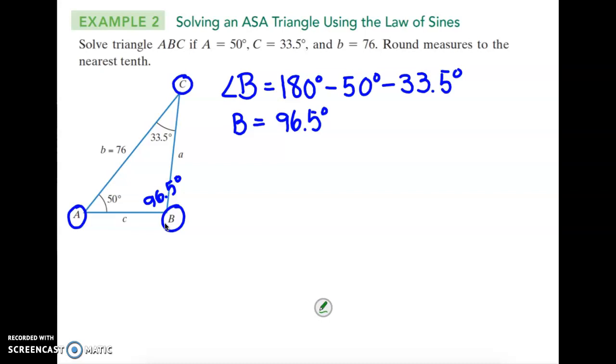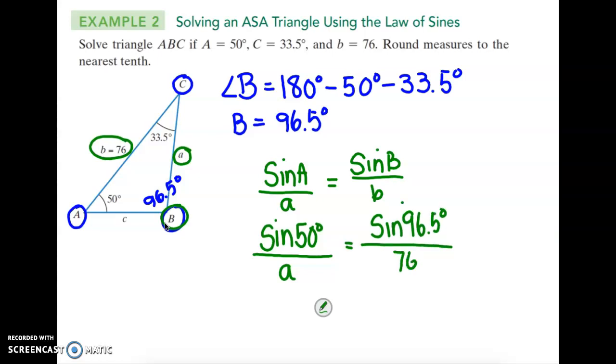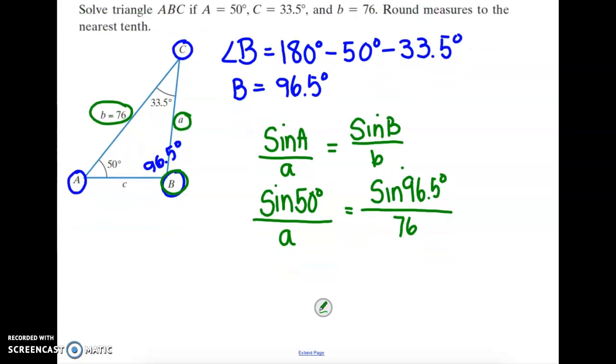So let's start with finding side A. So our proportion, the sine of angle A over side A equals the sine of B over b. Why we had to choose B is because we know that pair. We know big B and little b. So let's go ahead and substitute in now. So the sine of angle A, which is 50 degrees, over side A equals the sine of B, 96.5 degrees, over little b.